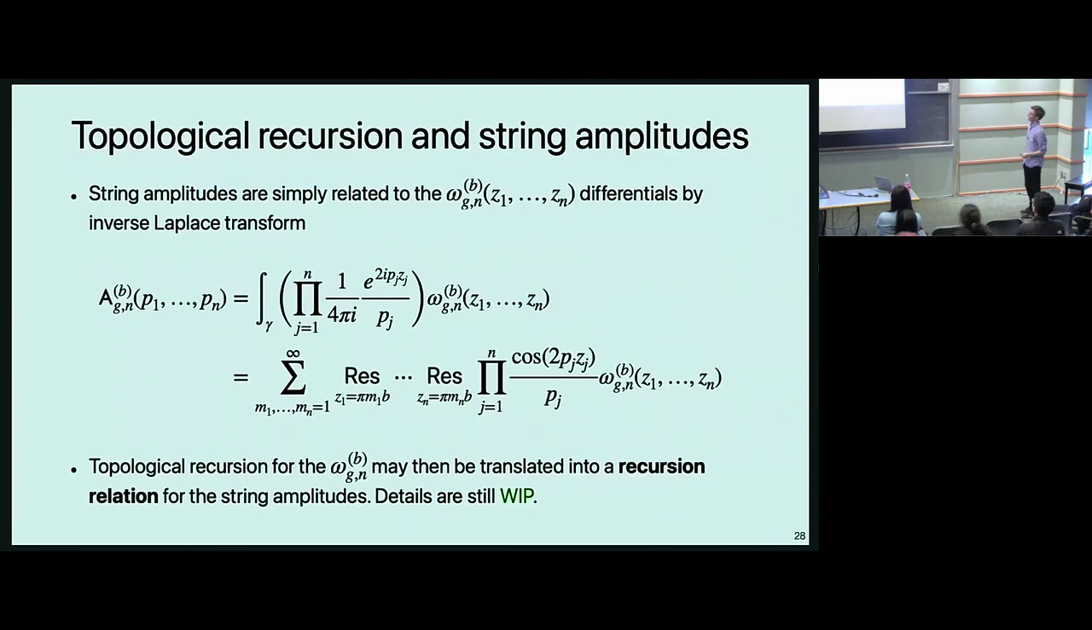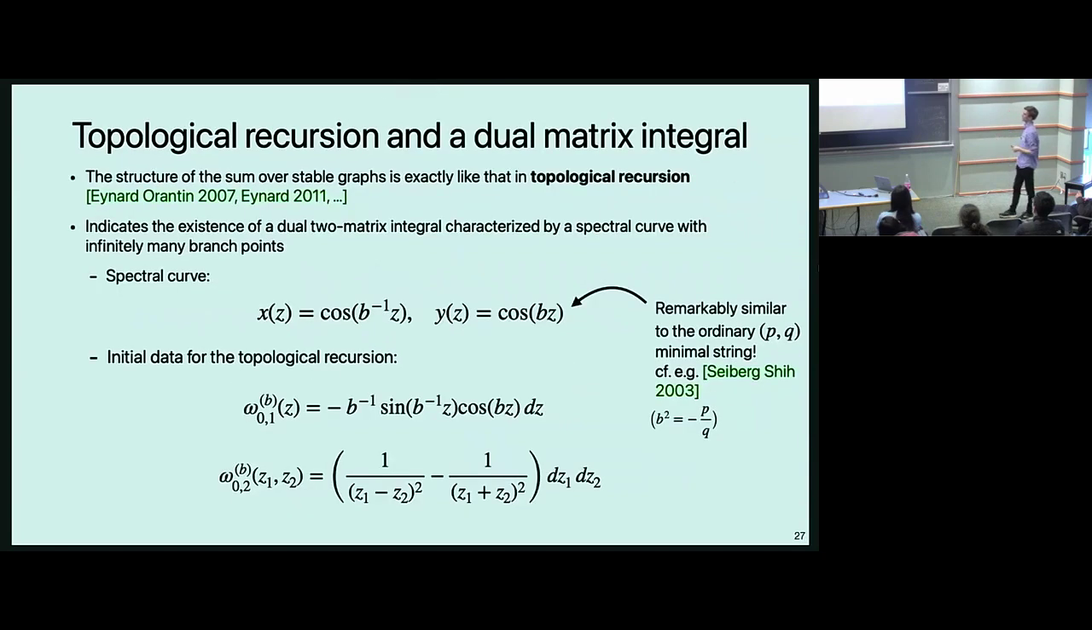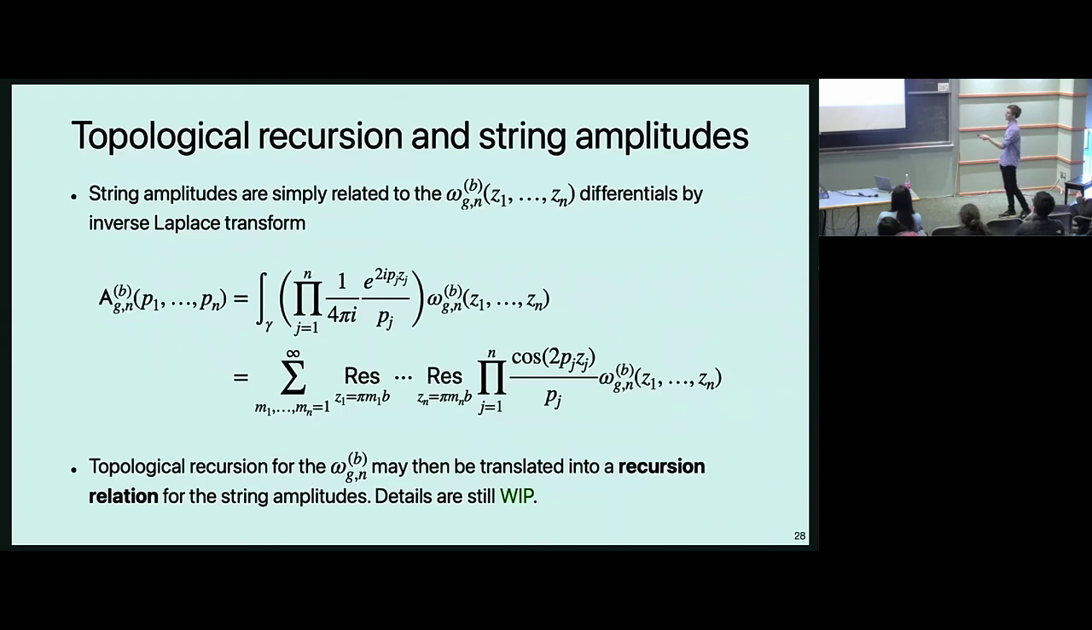And what we've found is that these string amplitudes are simply related to these differentials, omega g,n, by inverse Laplace transform. So we compute these via, say, topological recursion, and compute the inverse Laplace transform with this funny contour I showed you earlier. And this can be realized as a sum over the branch points. So you can view this sum over integers m1 through mn as the sum over branch points associated with this spectral curve. And these were the colorings in the sum over stable graphs. So you sum over these residues of this combination, and you can compute the string amplitude. And we've checked this for a number of examples.